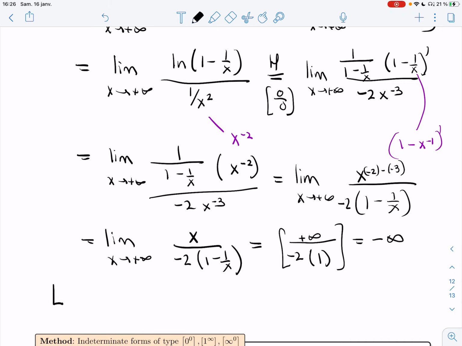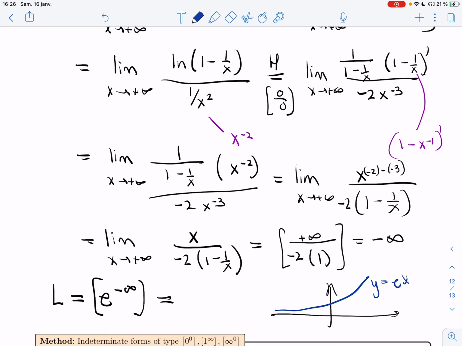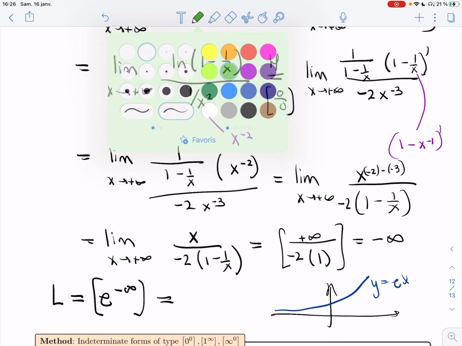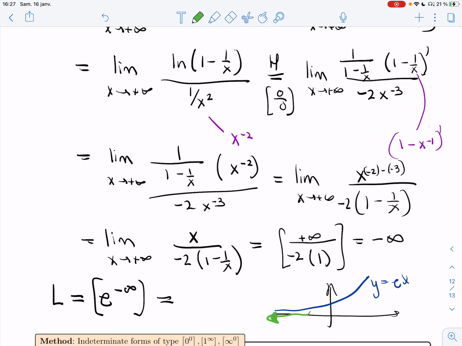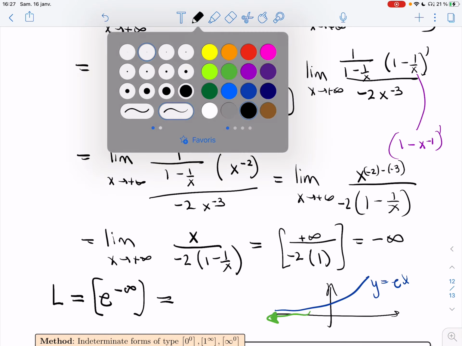And so L is going to be, and I'm going to put cheating brackets because this doesn't quite make sense, but there's a limit hidden in this, e to the minus infinity. And if you remember, the graph of e to the x looks like this. Going to minus infinity means I'm traveling this way, and the graph is going to 0, and so this is 0.